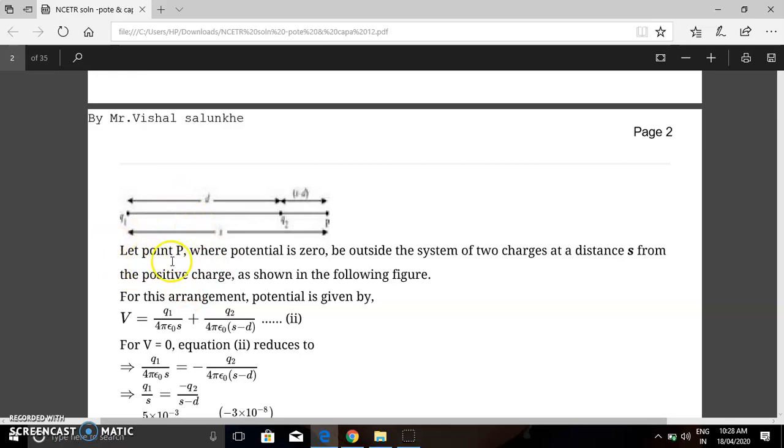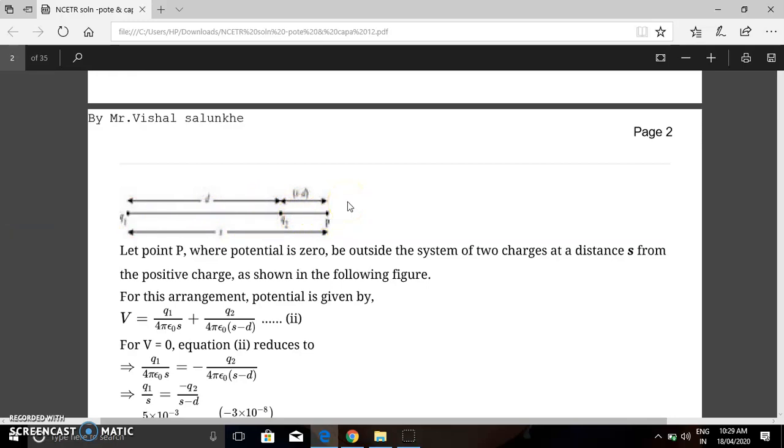So now let point P, where the potential is 0, be outside the system. Just imagine that the point P is outside the system. Outside the system means here Q1 and Q2 are at distance d as it is, and now consider point P at distance s from charge Q1. So the Q1 and Q2 distance is d, and P is at distance s from Q1, and P is at distance s minus d from Q2. So this distance will be s minus d.